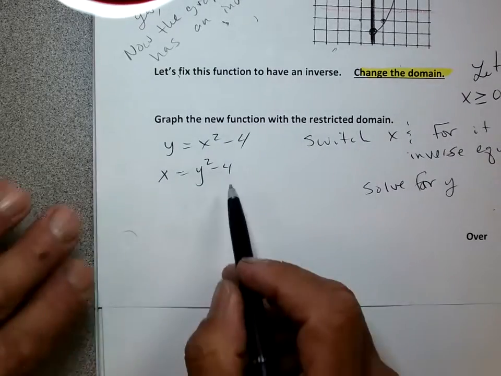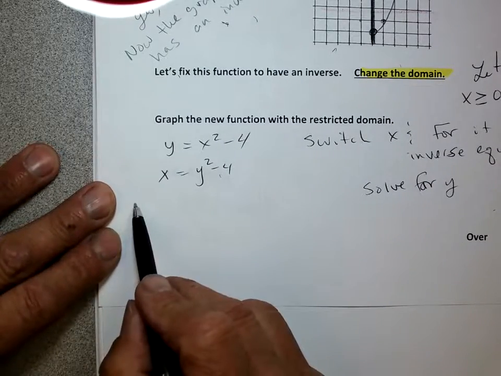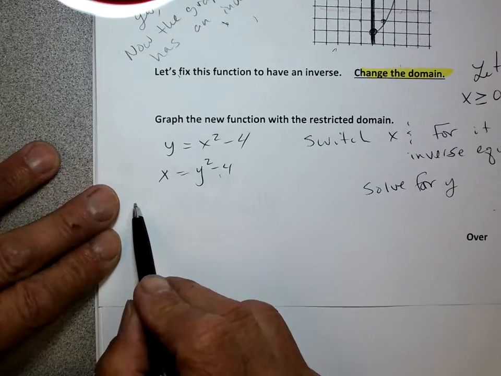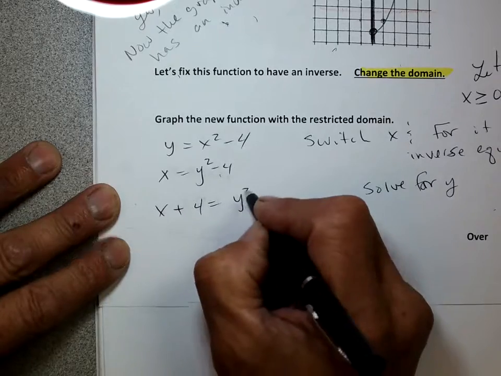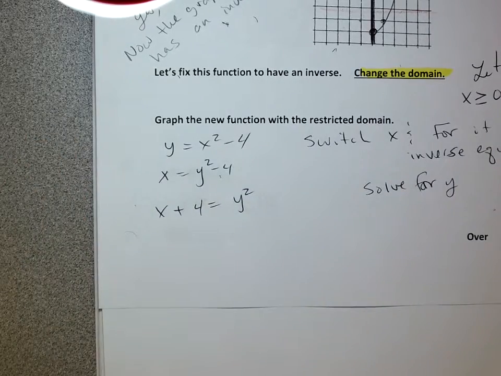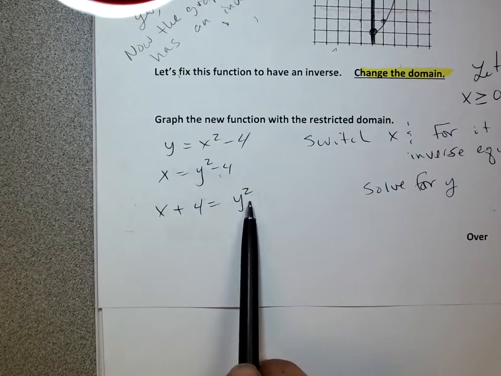And if I solve for y, I'll add the 4. Right, I'll go plus 4. Am I going too fast? Okay, I'm going to add the 4. X plus 4 equals y squared. And I normally say how many answers, and you guys say 2 answers, right, because of the squared.